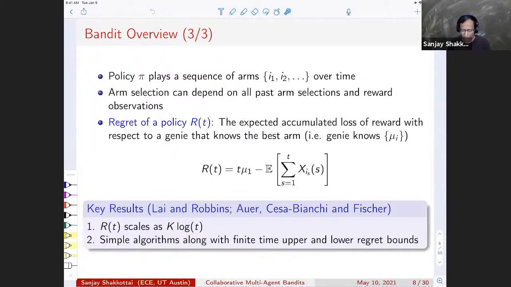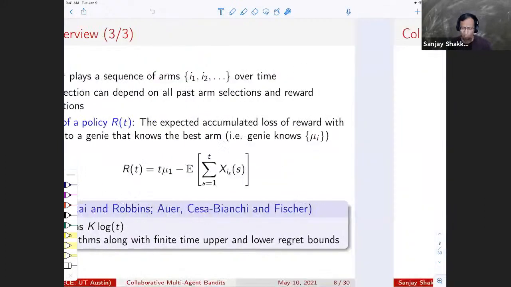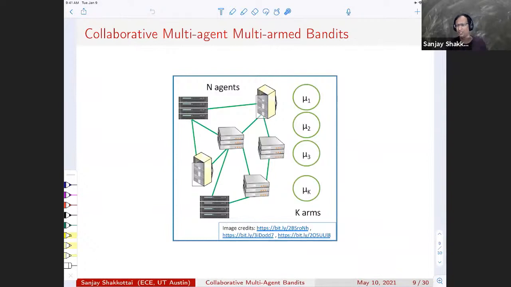Another major milestone in this road was finding simple algorithms, the UCB algorithm in particular in the 2000s, which actually gets you this regret scale. I'll talk about this more in detail later. So that's a quick short summary of what the multi-arm bandit setup is.